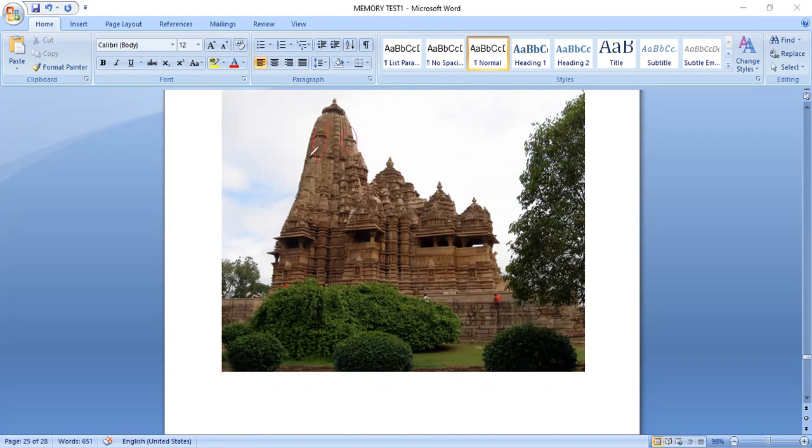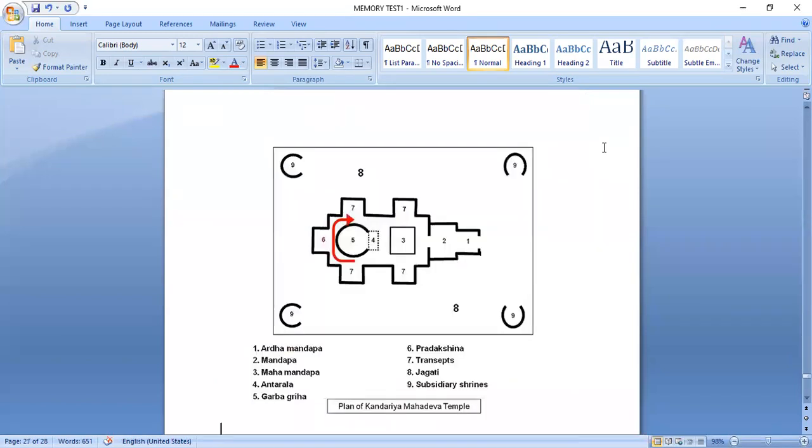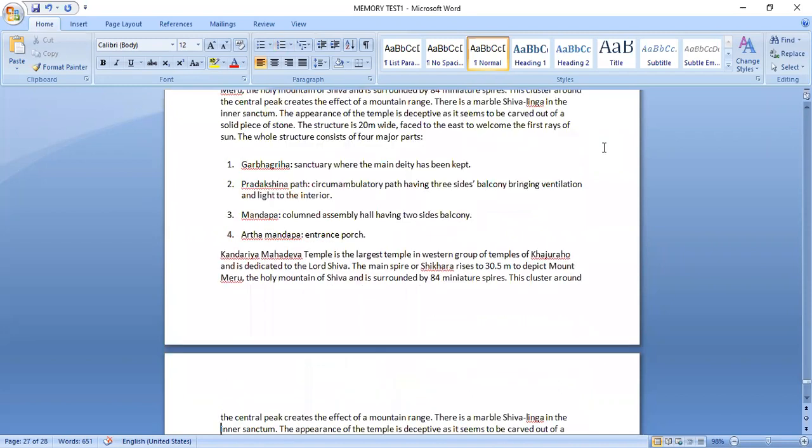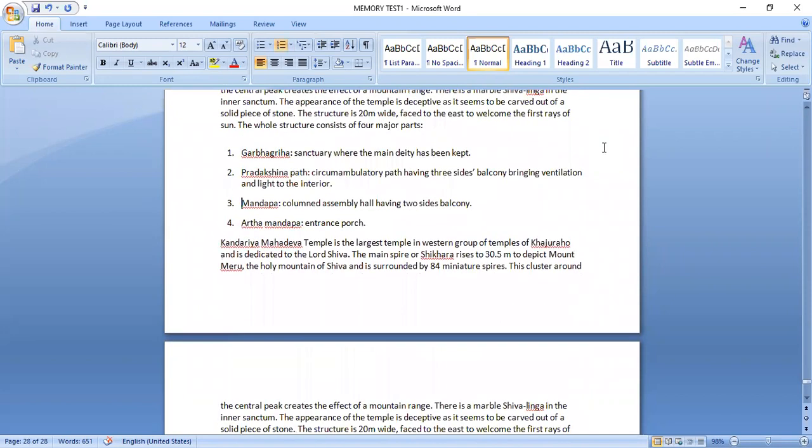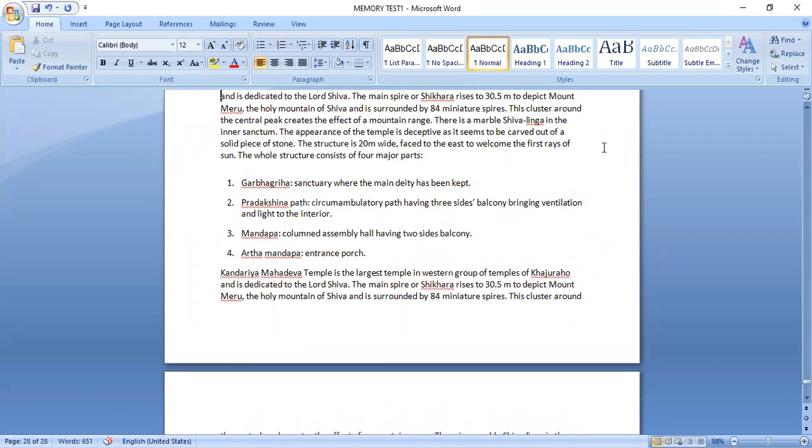What are they called? Urushringa. Exactly, Urushringa. When we were discussing Indian temple architecture, this was the structure we saw. They had 84 Urushringas. These are miniature spires that cluster around the central peak to show the effect of a mountain architecture. There is a marble Shivalinga in the inner sanctum.